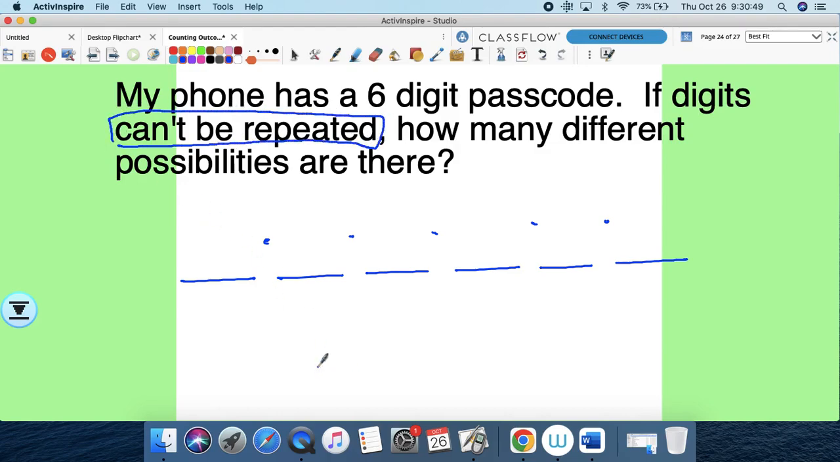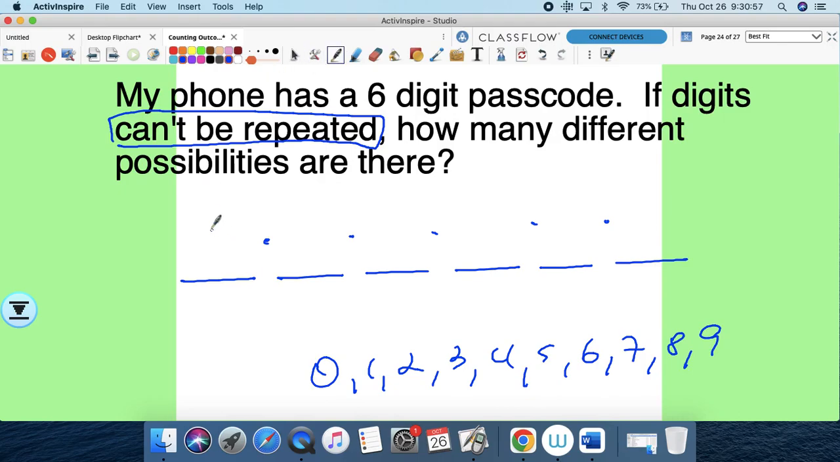Well, now the difference with this question is that it says that digits cannot be repeated. Well, here are my choices: 0, 1, 2, 3, 4, 5, 6, 7, 8, 9. So, can I do 5, 5, 5? No, because it can't be repeated. Okay, so you can't repeat the same number again.